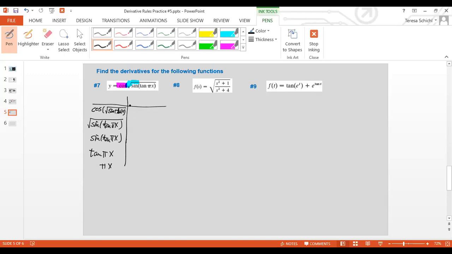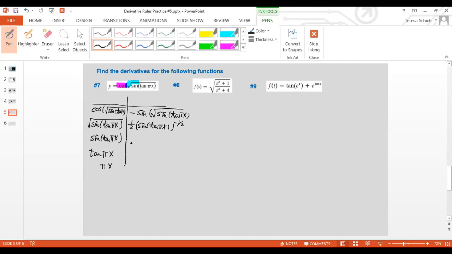Okay, now let's take a look. How do we take the derivative? The derivative of cosine is negative sine. So it will be the negative sine, and whatever is inside. So this is the sine tangent pi x. Okay, so what is this one? The square root is what? It's 1/2, right? So it's 1/2 times sine tangent pi x. Then this is negative 1/2, right? Because 1/2 minus 1 is negative 1/2.